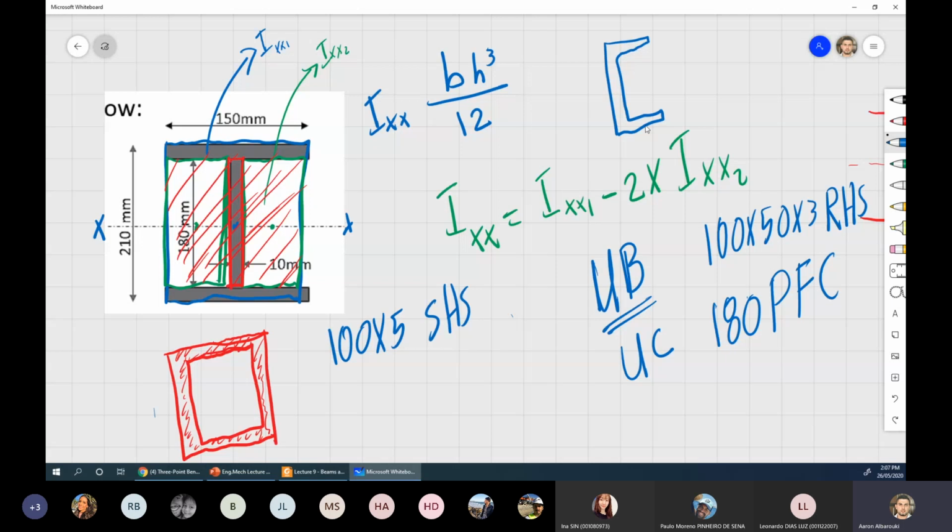These two parts here, we call them flanges. This is flange. This is flange.